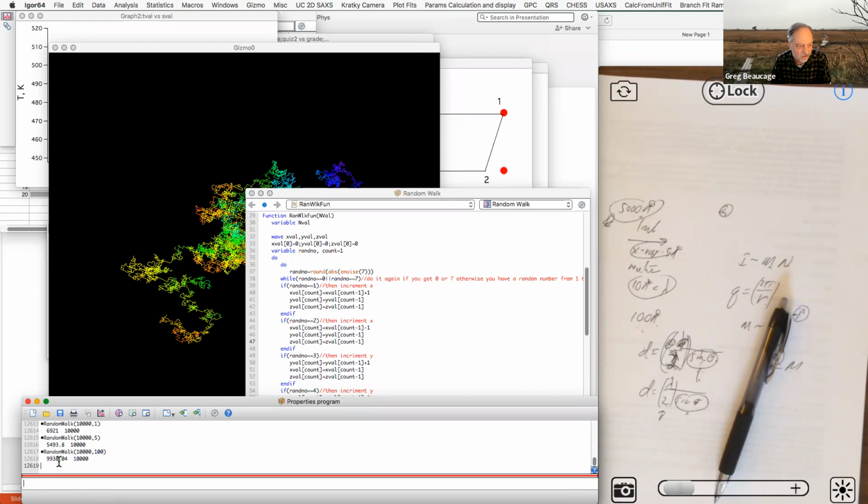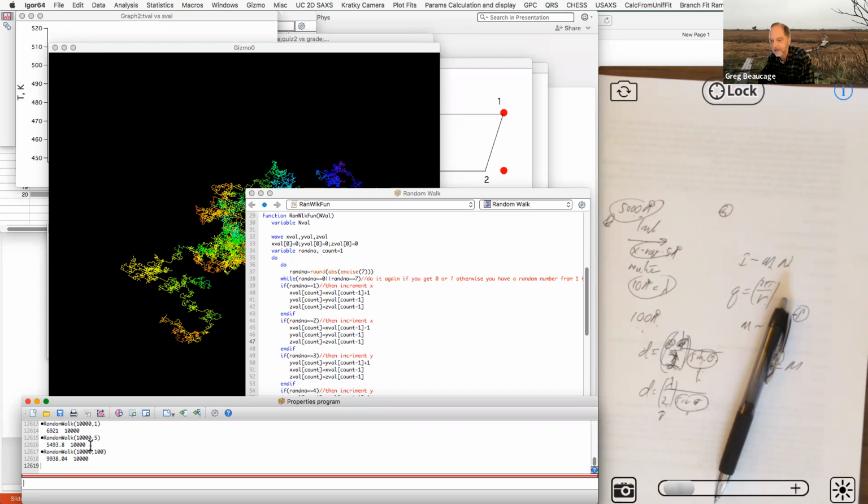So I got 9,938 with 100 chains. If I did 1,000 chains, I get exactly 10,000. So it averages out to be this thing. Any one chain doesn't follow this law.